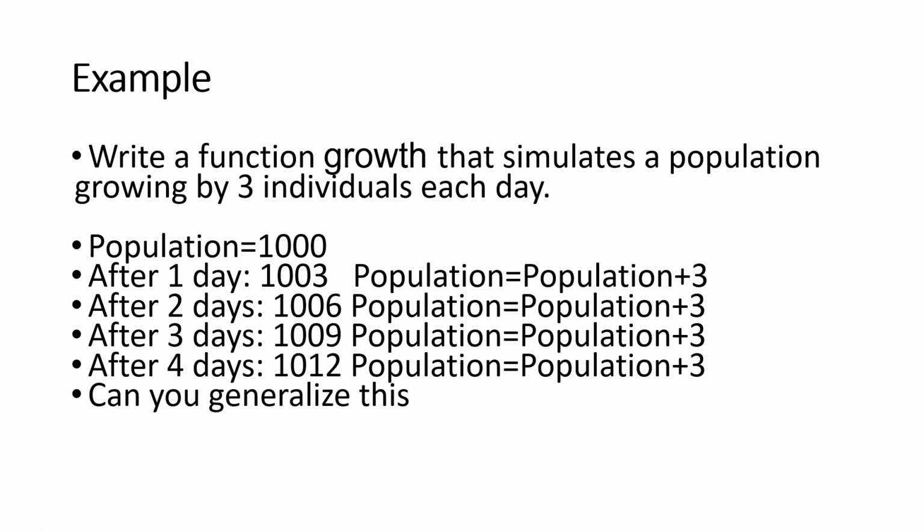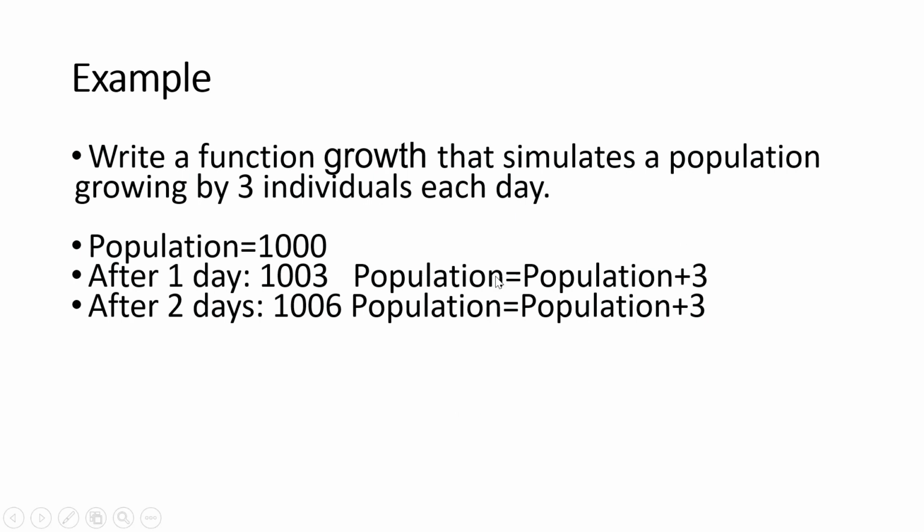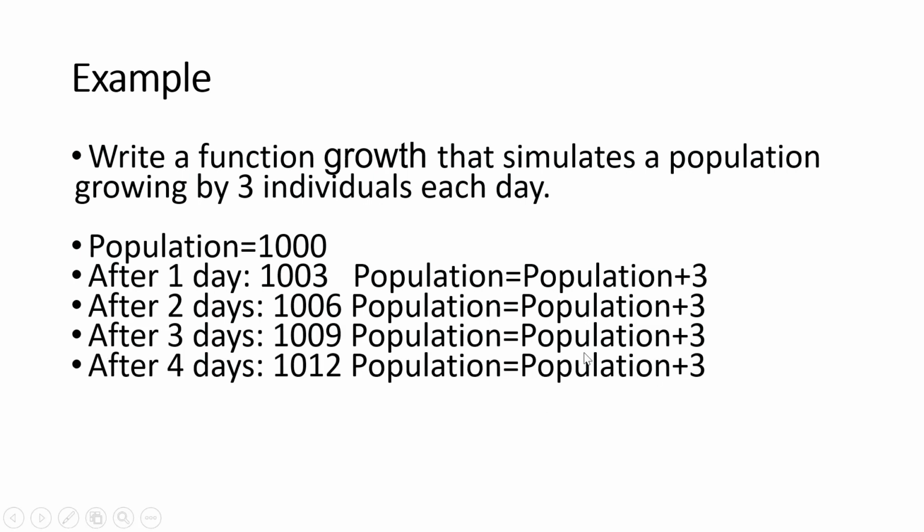Now the question is, can we generalize this? If you observe closely, you can see that I'm just accumulating 3 into my existing population, and I keep on repeating this statement for each day. So let's suppose if I have to find out my population after 2 days, I have to repeat this 2 times. If I have to find out population for 4 days, I have to repeat this 4 times. So there is one initial population and we have to keep on repeating this statement, which is equal to the number of days for which I wish to have my total population.